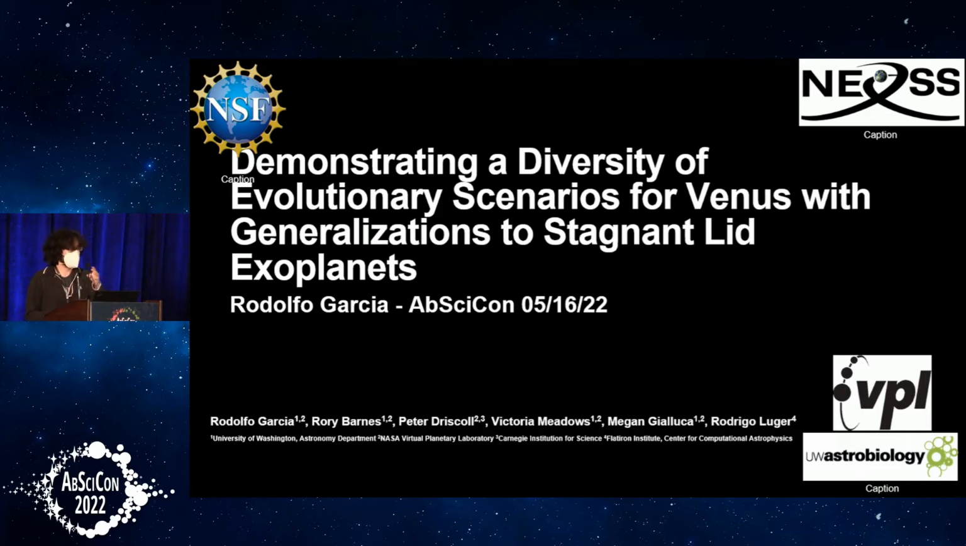Cool. Hi, everybody. I will be demonstrating a diversity of evolutionary scenarios for Venus, and I'm going to talk about how we can generalize those evolutionary scenarios to stagnant lid exoplanets. Firstly, when we talk about exoplanets, we want to talk about whether the ones that we observe are habitable or not, because that's where we can direct a lot of our observation time.